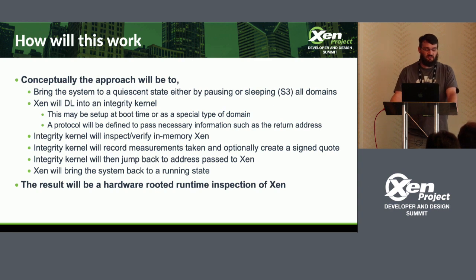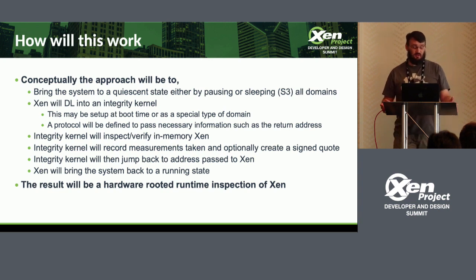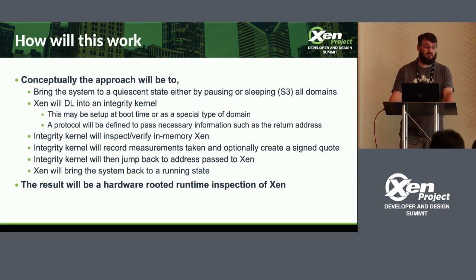The integrity kernel will basically be able to inspect, verify, or replace the in-memory Xen instance. It will then record the measurements of everything it looked at while it was running. It can then optionally create a signed quote of everything it looked at, and hand that back to the running instance of Xen when it exits back out. The result will obviously be a hardware-rooted runtime inspection of Xen. So if you're hunting or you need to do some security critical event and you want to be in a good environment, this will allow us to give better assurances of the environment before you do those events.